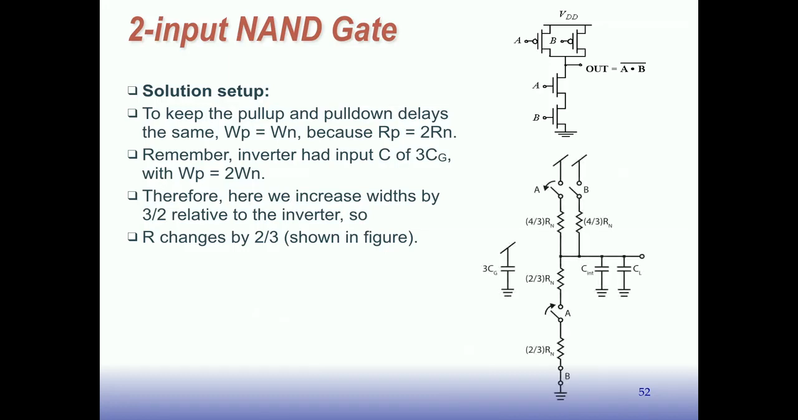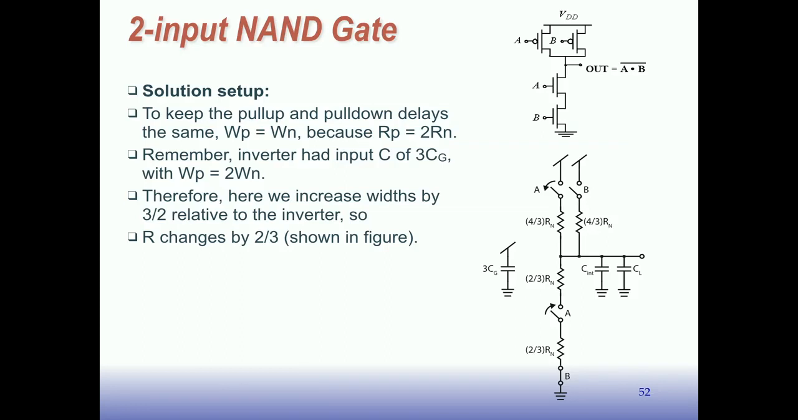Right, so we get to this configuration. So this is the assignment. This is the resistive values. Right. So we have 3CG looking in at the input. The p-type transistors are shown here. The resistance of the p's are here, and the resistance of the n's are here.